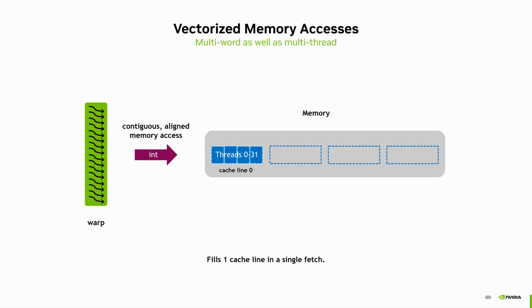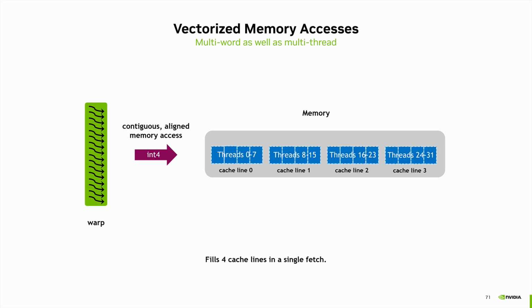Now, let's move on to vectorized memory accesses. If we have a single warp accessing 4-byte data, ints in this particular case, then 1 single warp ends up fetching an entire cache line. However, if we use the vector data types that are available in CUDA, with int2 in this particular case, with 1 single instruction, we can actually fetch 2 cache lines. And if we use int4, we can, with a single fetch, bring in 4 cache lines.